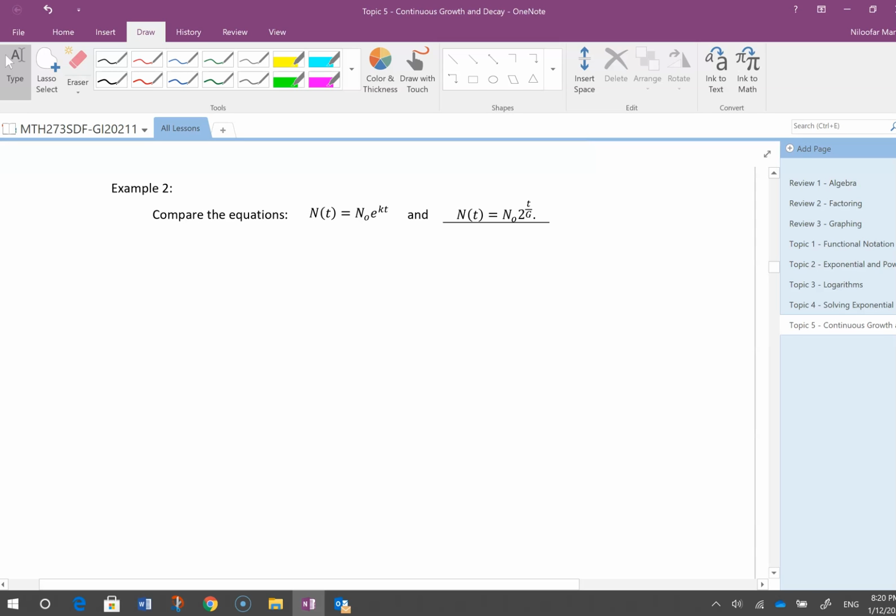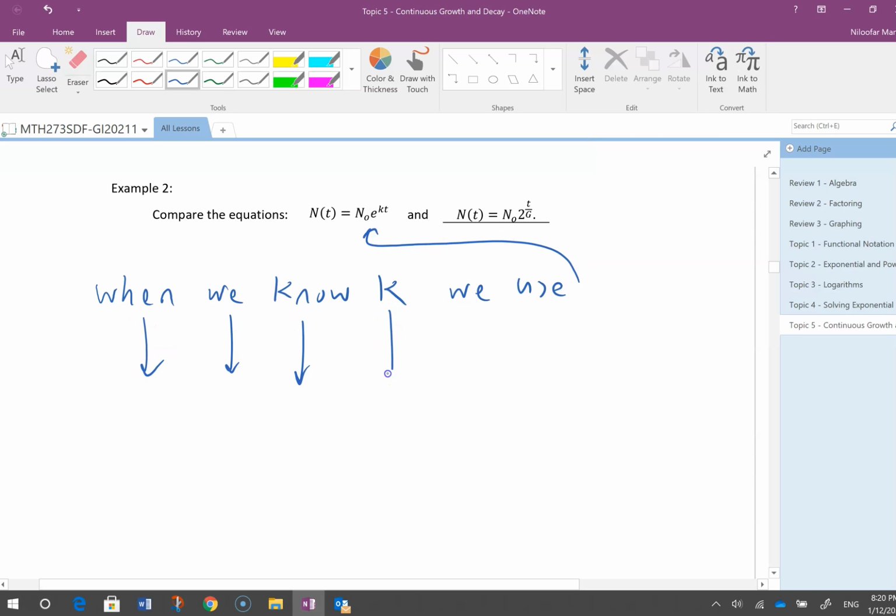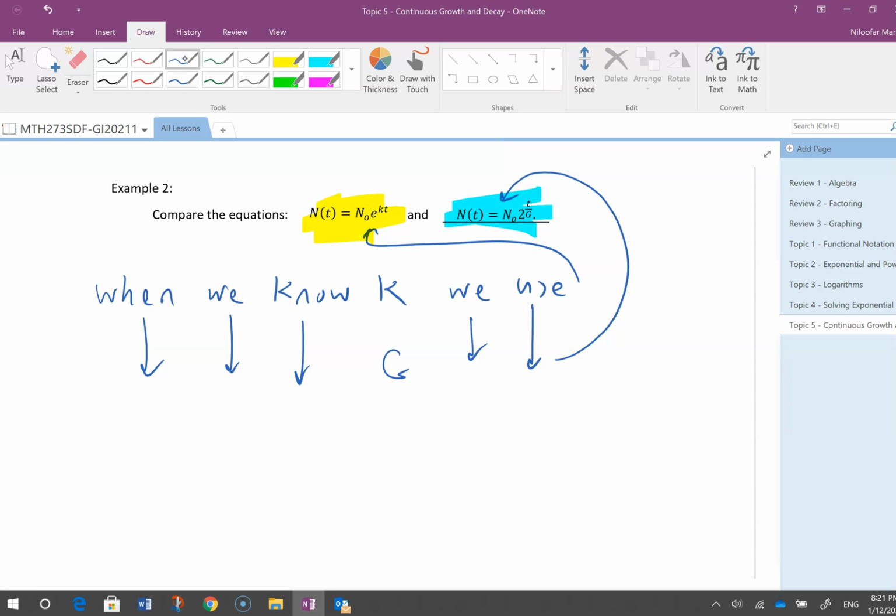When we know k, we use this one. When we know the doubling time, we use this one. So remember these formulas. I would call them the yellow and blue formula. Now we continue here.